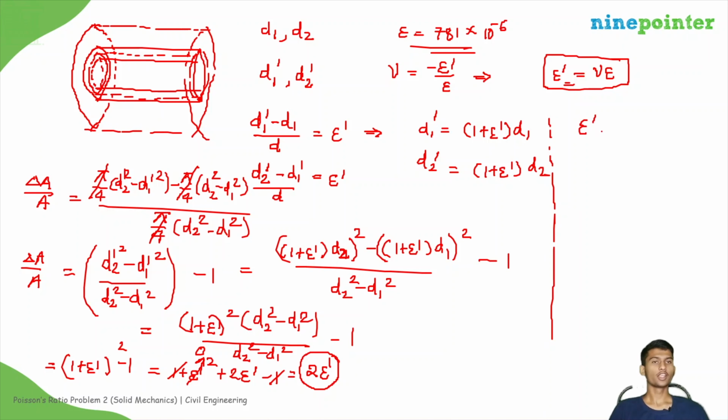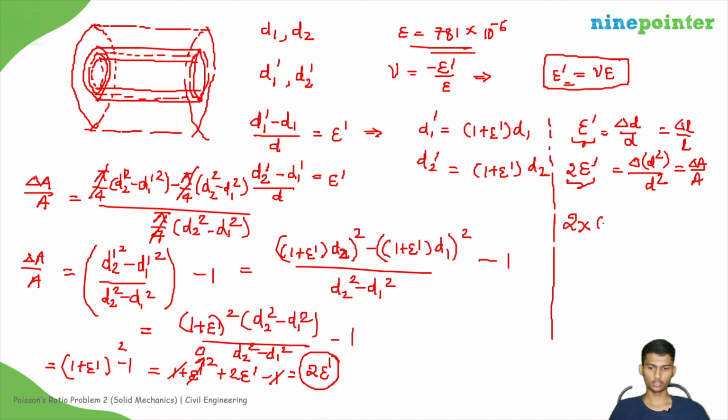Do you understand? Epsilon' is del d divided by d. So 2 epsilon' is del d squared divided by d squared, so this is del A by A. This is del L by L. Because these are small changes, we can get this as 2 epsilon'. So we already know 2 into nu, that is 0.33, into epsilon 781 into 10 power minus 6. That will be equal to del A by A.